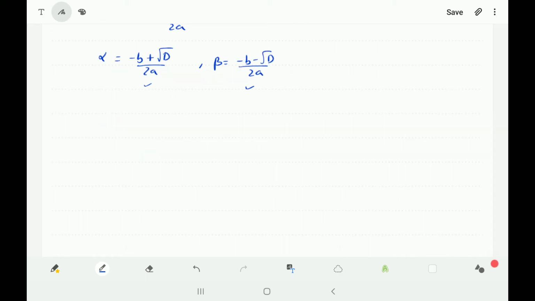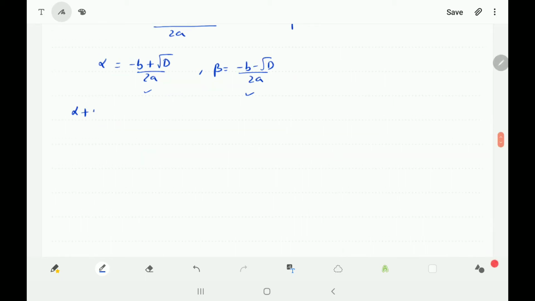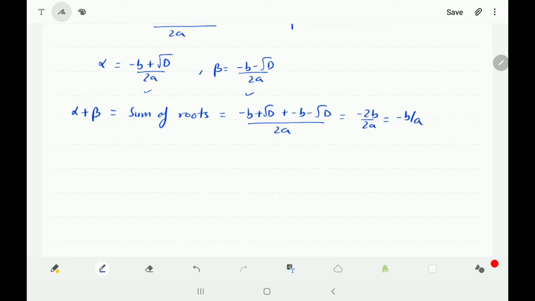Now the next thing is we need to find out alpha plus beta, which we call the sum of roots. There are two ways to find the sum of roots and the product of roots. Let's first add these two values because we have calculated them. If I add these two values, what I will get is minus b plus root d plus minus b minus root d divided by 2a. So this will become minus 2b divided by 2a, which is equal to minus b by a.